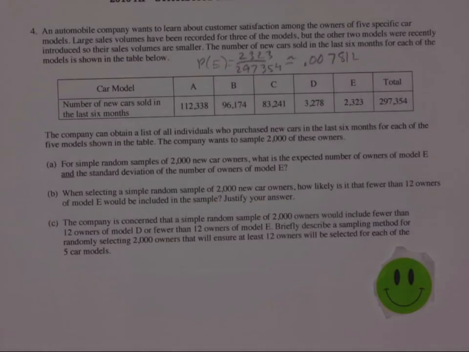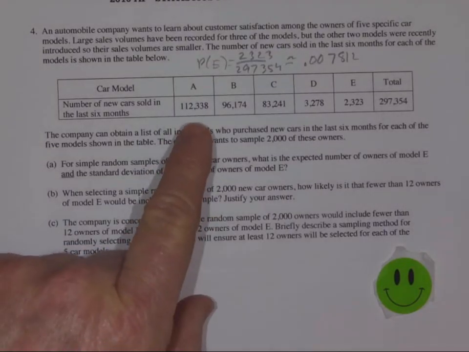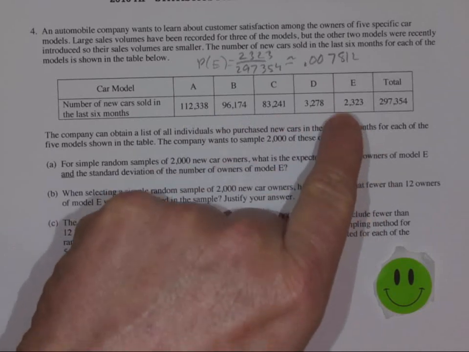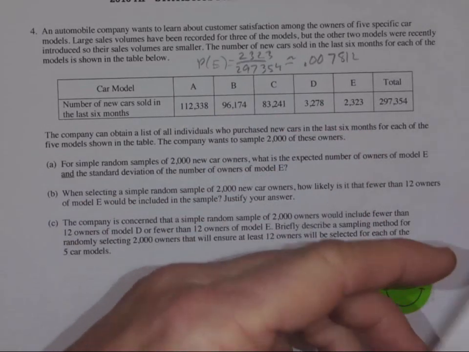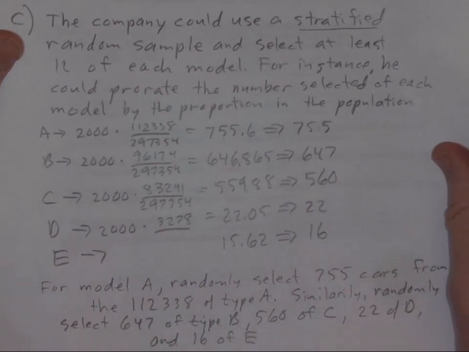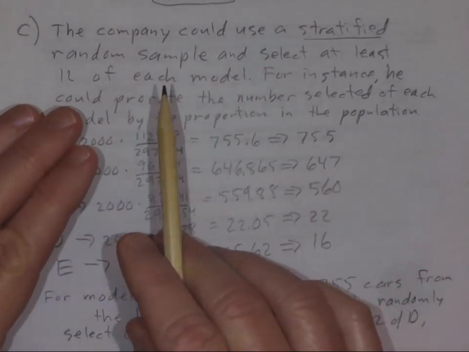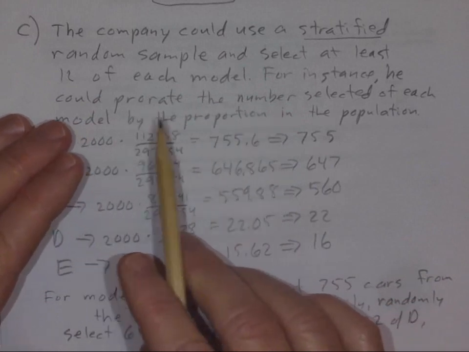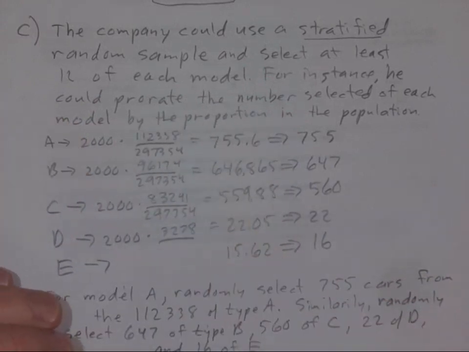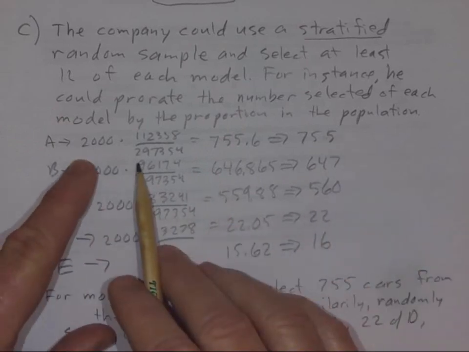So there are different ways that you could describe this. You basically just had to say you have to get at least 12 from each of the models and then randomly select those numbers. Now, if you wanted to get really complete about it, you didn't have to do this, but you did have to say that we could get a stratified sample and get at least 12 of each model. And then if you wanted to be really complete, you could prorate it by the proportion in each model.